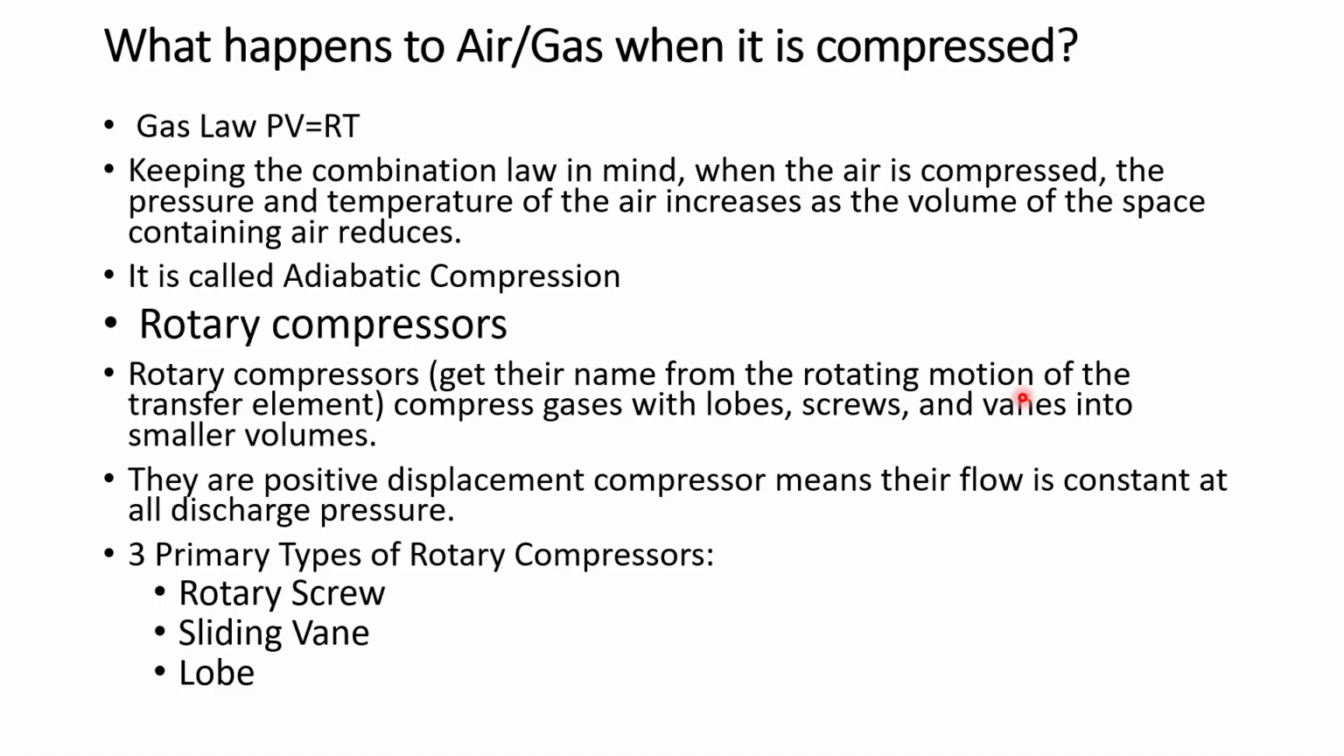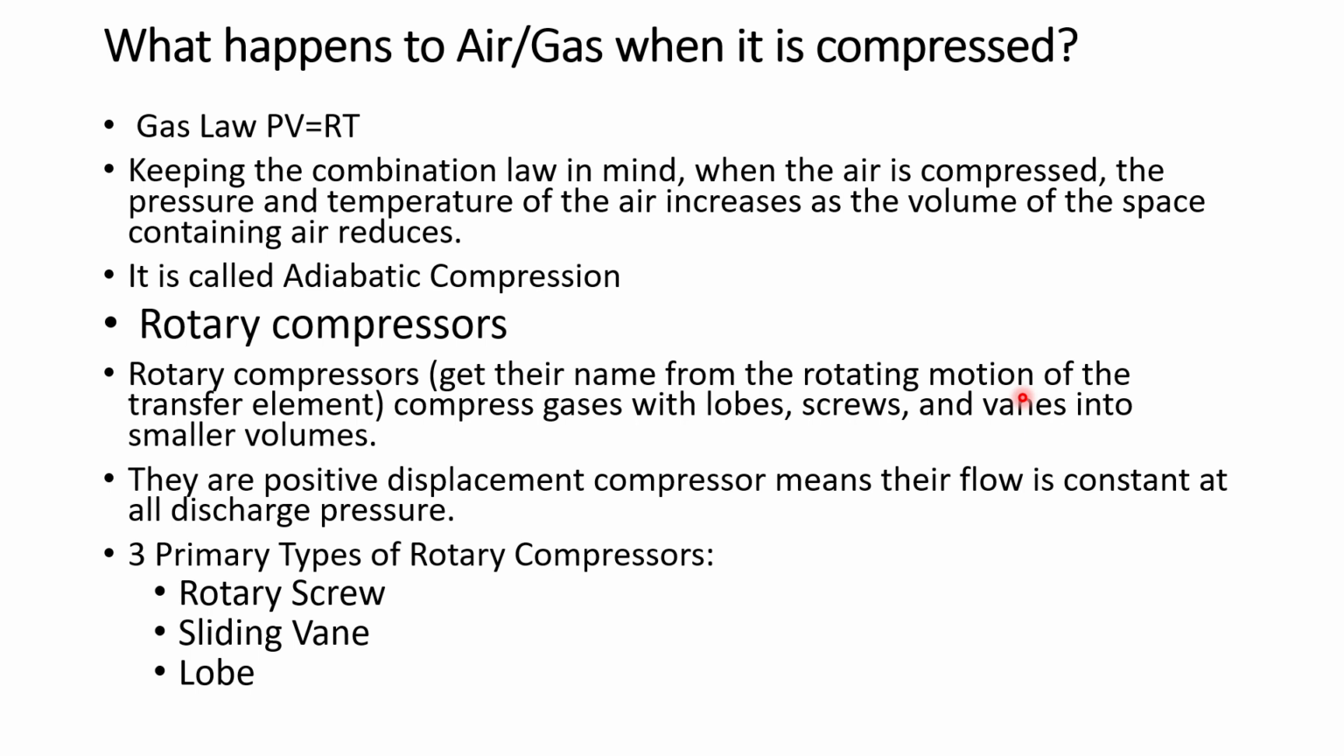First, let us see what happens to air or gas when it is compressed. The gas law says PV equals RT, that is pressure times volume is equal to the universal gas constant R times the temperature. Keeping the combined gas law in mind, when air is compressed, the pressure and the temperature of the air increase as the volume of the space containing the air reduces. This is called adiabatic compression. It means that when the gas or air is compressed, its temperature increases.